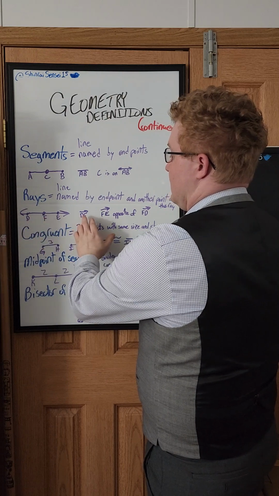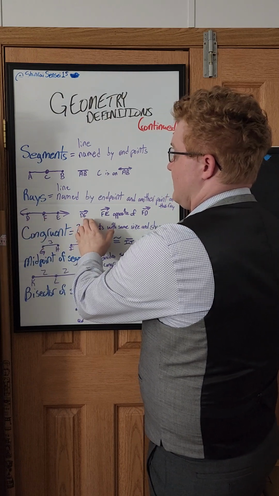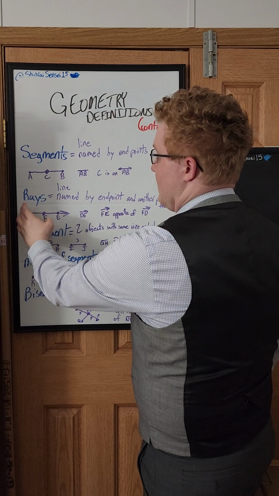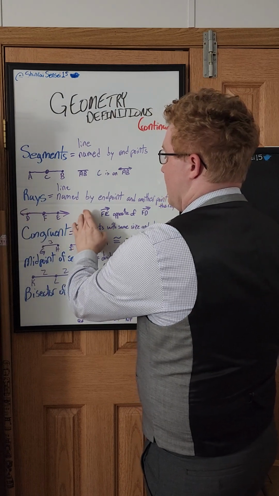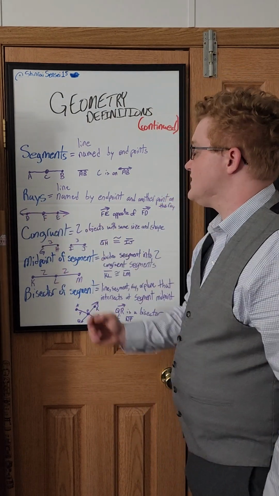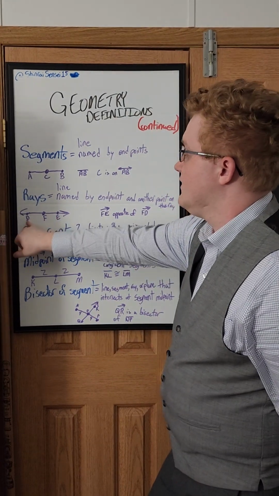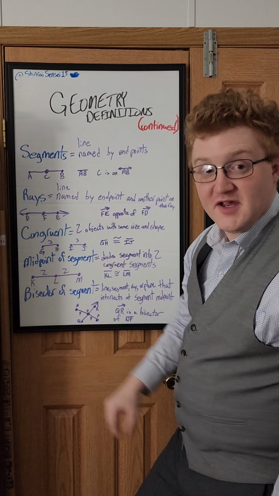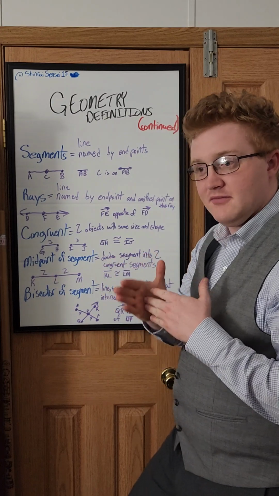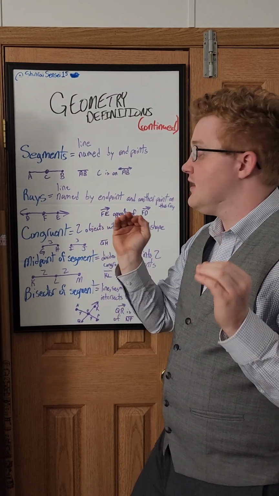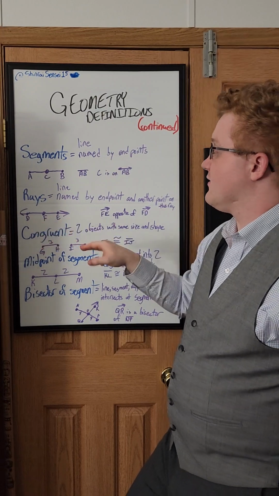So the ray could be considered DE if I was to have this arrow cut off, right? But for our purposes here, really the only two rays that you can name would be FE and FD. And you want to start with F because F is the origination point, or the origin point, I should say, of the ray going in either direction, right?